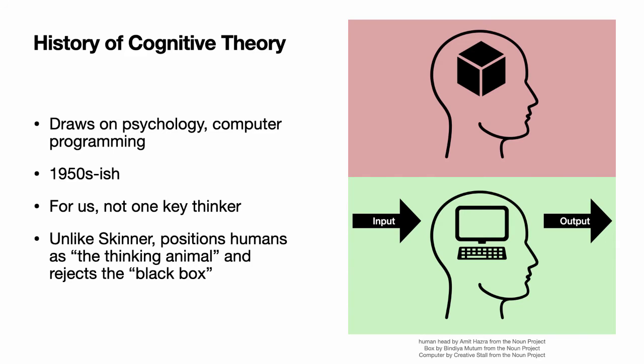Okay, so cognitive theory draws on a variety of fields, but most specifically cognitive science and of course cognitive psychology. But it has some of its origins in computer programming, thinking like how might you program a computer to think like a human to play chess, right? So something like that. This happens in the 1950s-ish, and for our purposes, there's not really a single person you need to associate with cognitive theory. Although if you really want one, Piaget sort of fits in here.